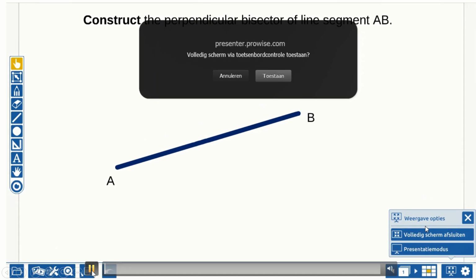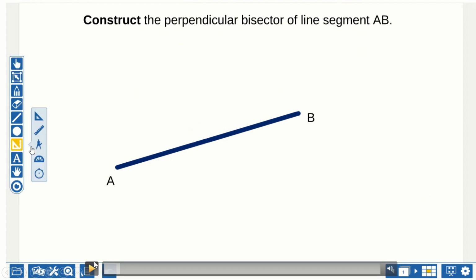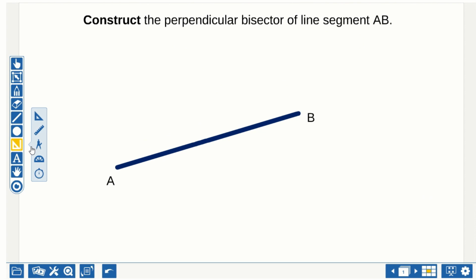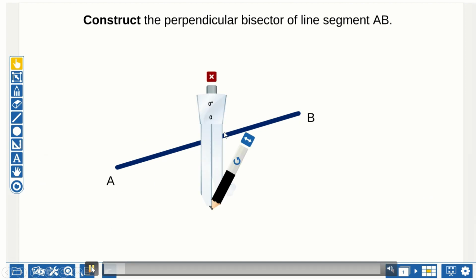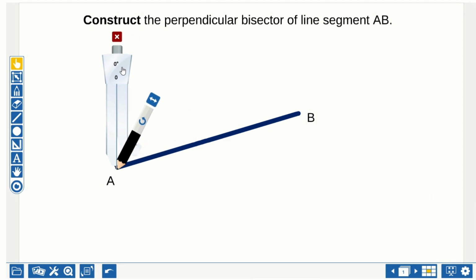So how to construct the perpendicular bisector. So first I want everyone to draw line segment AB. It does not matter how big it is. Don't make it too big. So just draw a line and give the names A and B. Then make sure that you've got your pair of compasses and put the metal point on point A.